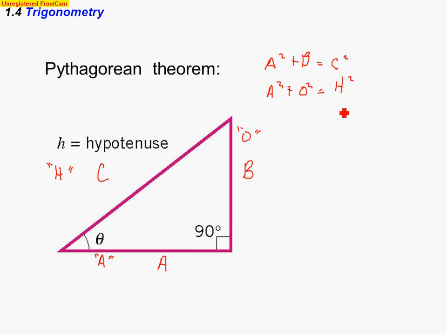So this is useful if you don't care about the angle or don't know the angle and all you're worried about are the three sides. So if you know any two sides of the triangle, you can use the Pythagorean theorem to figure out the third one.